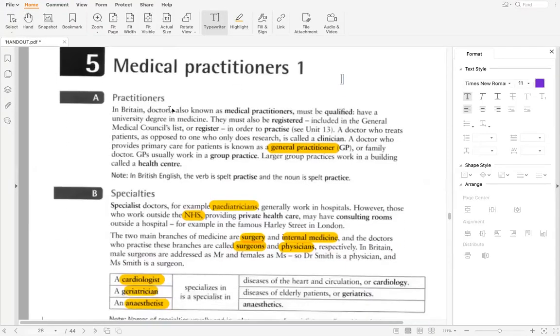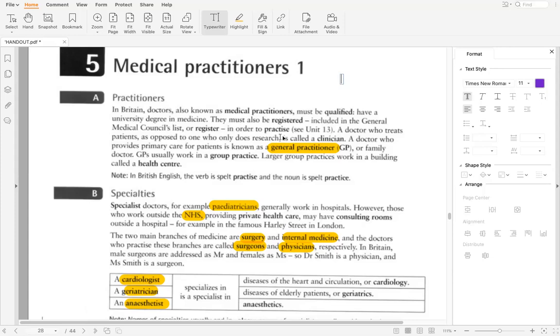Practitioner. In Britain, doctors, also known as medical practitioners, must be qualified. How to be qualified? By having a university degree in medicine. They must also be registered, which means included in the General Medical Council's list, or register in order to practice.